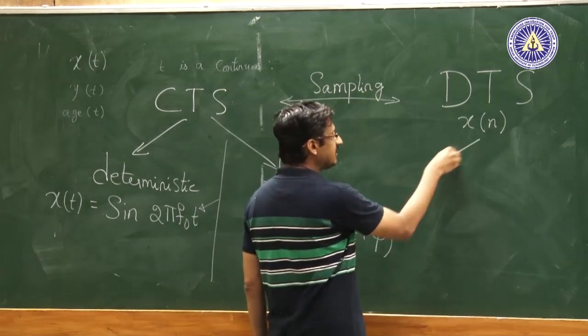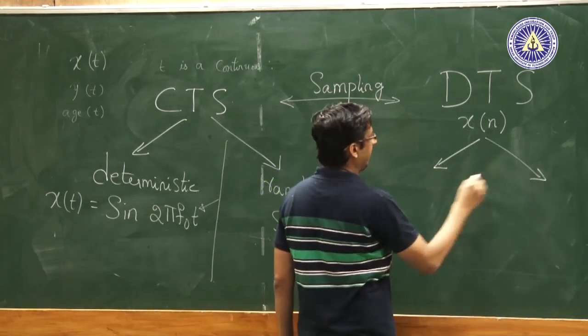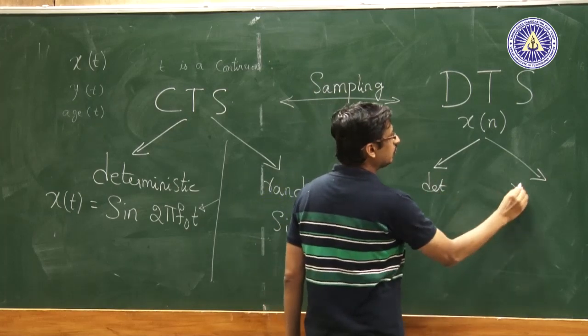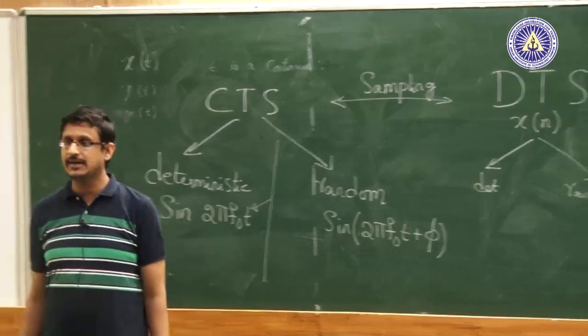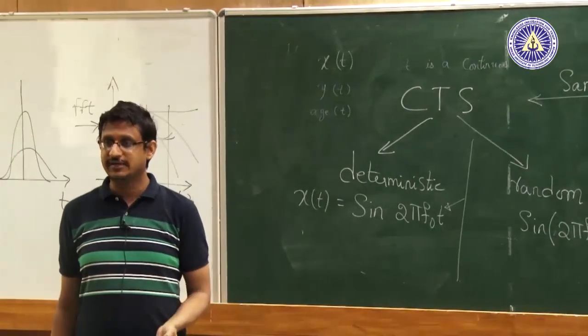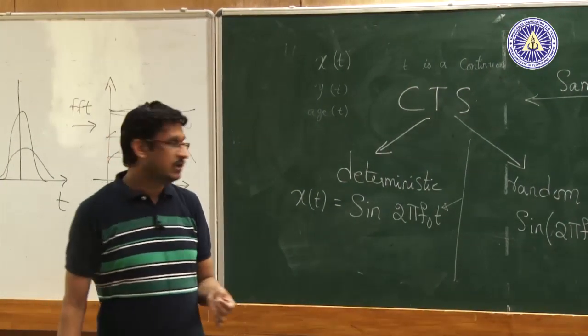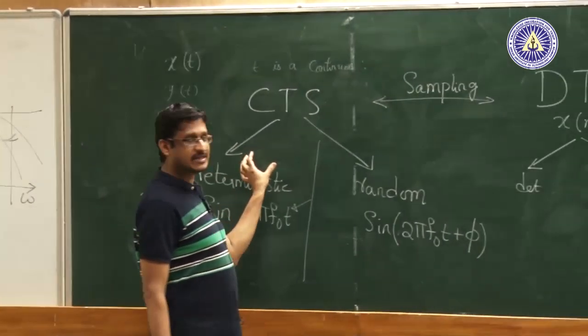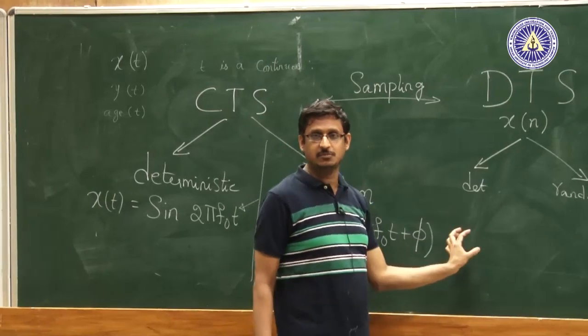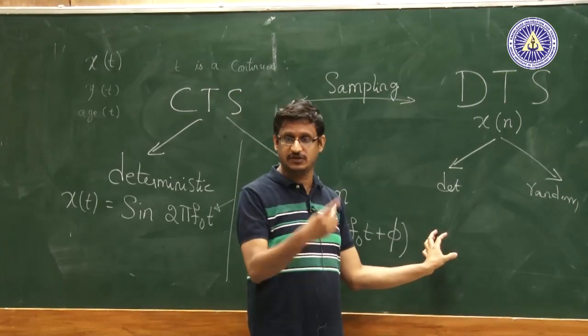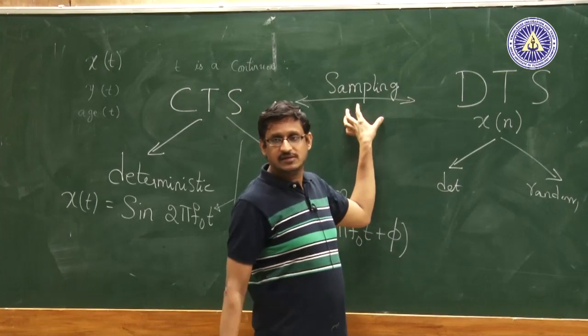Now, discrete time signals also can be deterministic and random. So, the tools that you are going to use will again be different for the deterministic discrete time signals and random discrete time signals, and furthermore the tools that you use for continuous time deterministic signals will be different from discrete time deterministic signals, but there is a relationship between these two as we have seen from sampling.